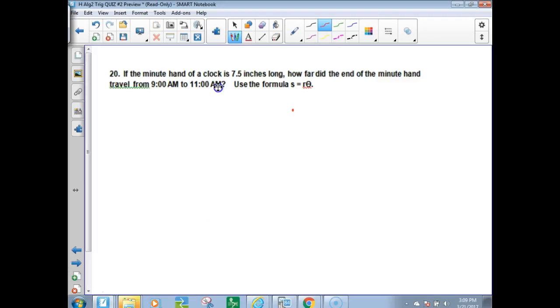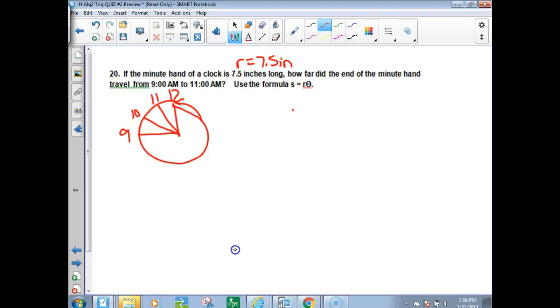All right, if the minute hand of a clock is 7.5 inches long, that would be the radius of the minute hand. Okay, now if you got a clock, it says how far did the end of the minute hand travel from 9 to 11? Nice, lovely circular clock. Sorry about that. And we got 10 and we got 11.